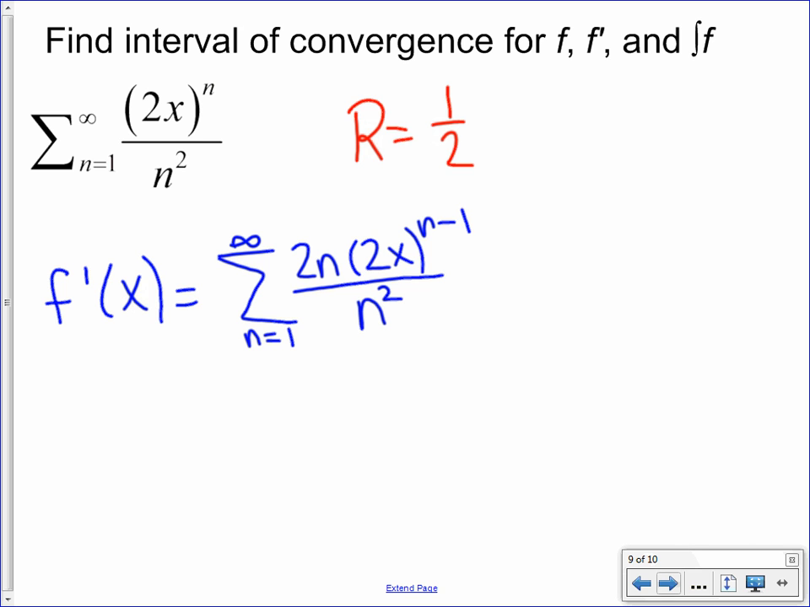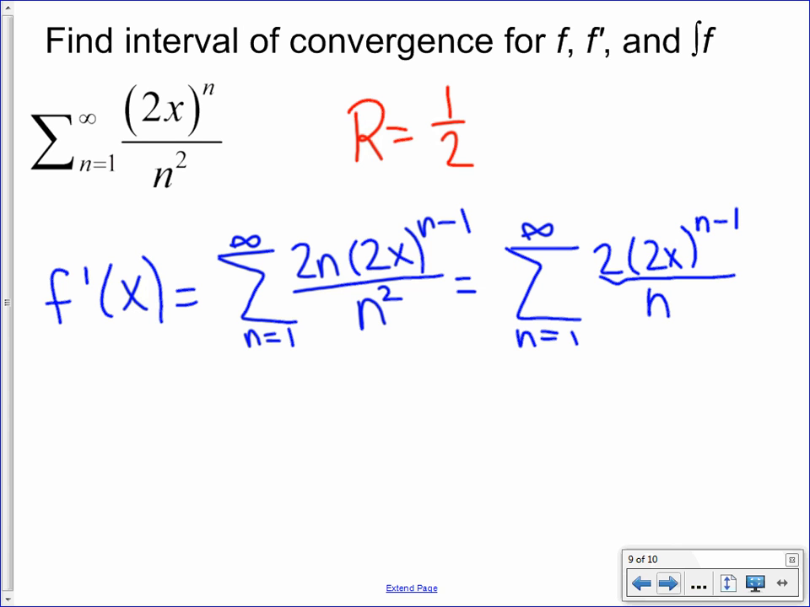All right, so let's simplify this. This is basically 2 times 2x to the n minus 1 over n. So then you can plug in your radius of convergence and test the endpoints for this interval.